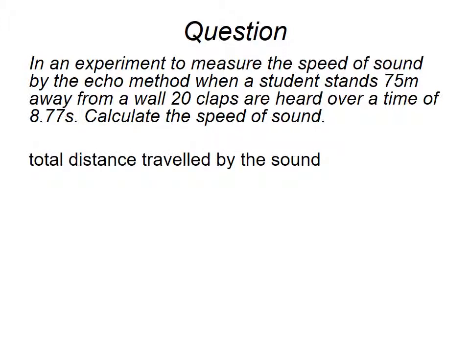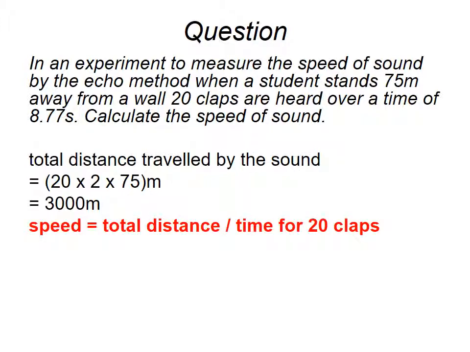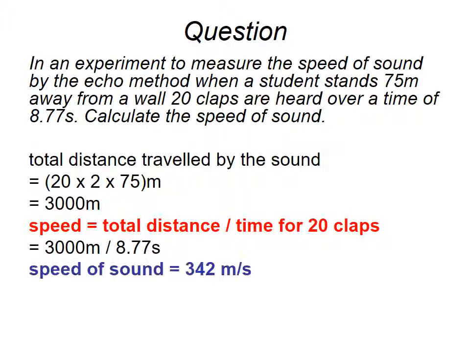Okay, the first thing you have to do is calculate the total distance traveled by the sound, which is 20 times 2 times 75 meters, which is 3,000 meters. Speed equals total distance divided by the time for the 20 claps, so it's 3,000 divided by 8.77. The speed of sound is then 342 meters per second.